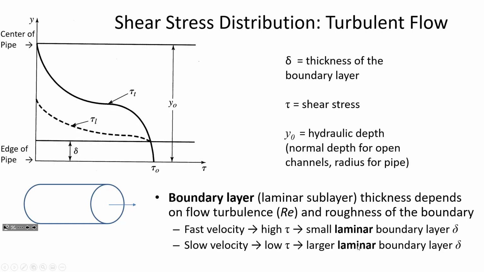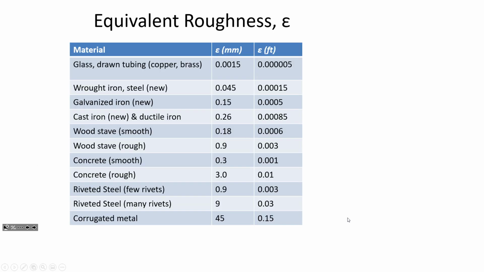Okay, so roughness. I mentioned that the roughness of the boundary is part of the equation, part of what's governing. So our textbook and other sources characterize different materials in terms of their equivalent roughness. Here, the variable is assigned epsilon. Other texts call it k sub s. But what it is effectively is if you had a grain of sand that is glued to a pipe, and in fact, we have a pipe with a bunch of grains of sand glued to it.